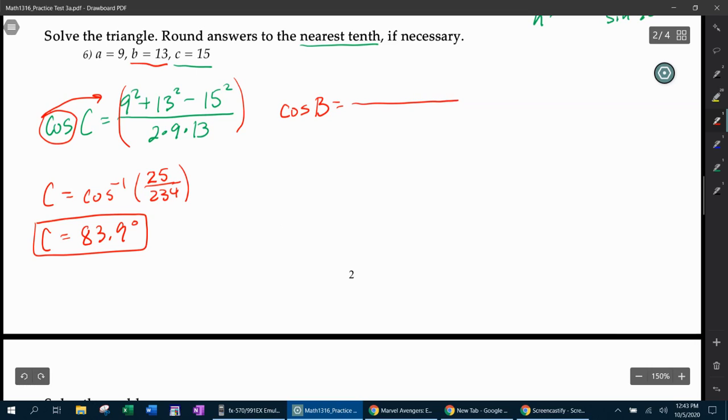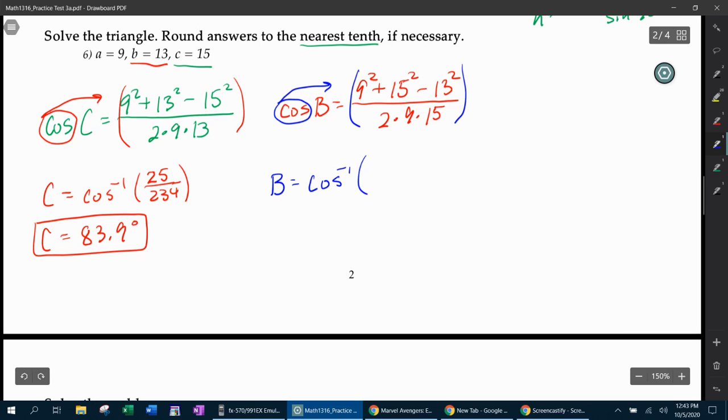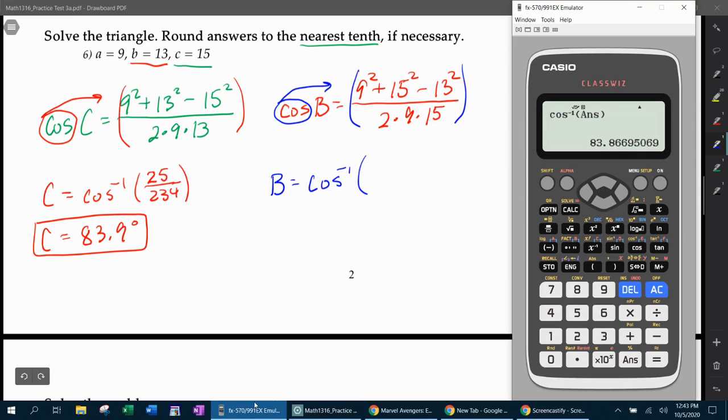And the formula for cosine of B is A squared plus C squared minus B squared all over 2 times A times C. I hope you can see that there's a pattern there. And then we're going to need to calculate that. We're also going to need to bring the cosine over. Angle B is going to be the inverse cosine of whatever that works out to be.